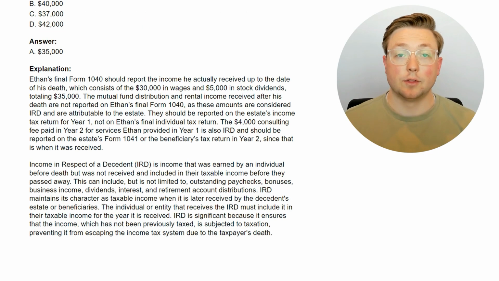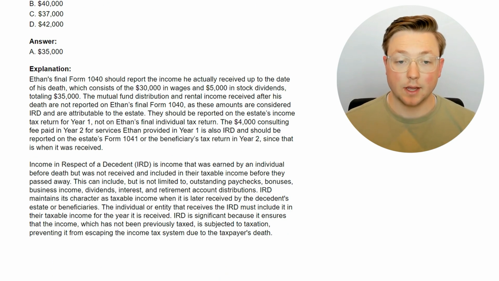All right, $35,000. Ethan's final Form 1040 should report the income he actually received up to the date of his death, which consists of the $30,000 in wages and $5,000 in stock dividends, totaling $35,000. The mutual fund distribution and rental income received after his death are not reported on Ethan's final Form 1040, as these amounts are considered IRD and are attributable to the estate, and we'll learn more about what IRD is in the next paragraph. They should be reported on the estate's income tax return for year 1, not on Ethan's final individual tax return.